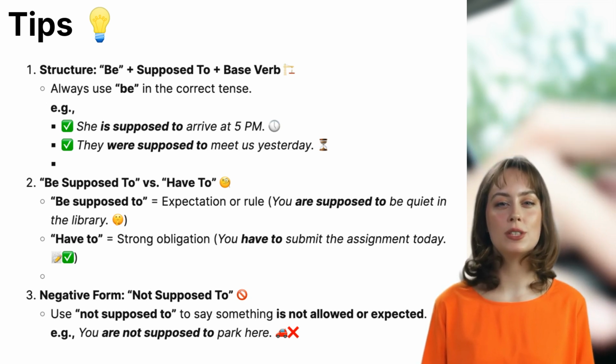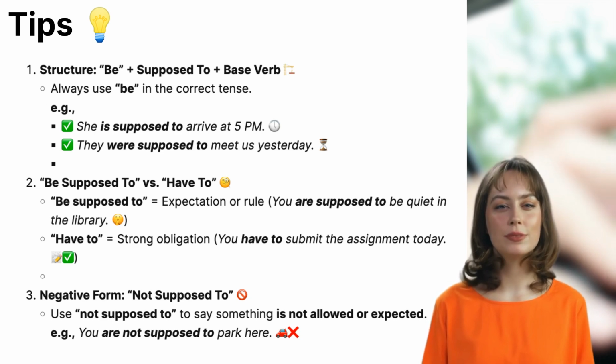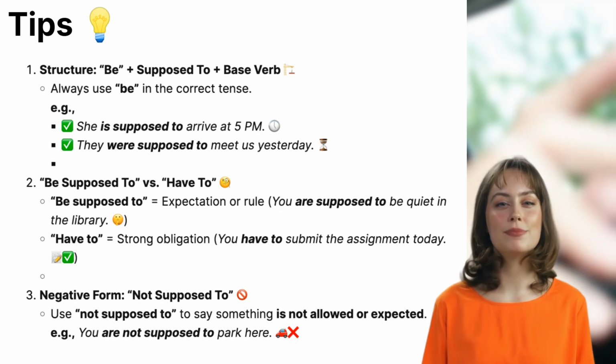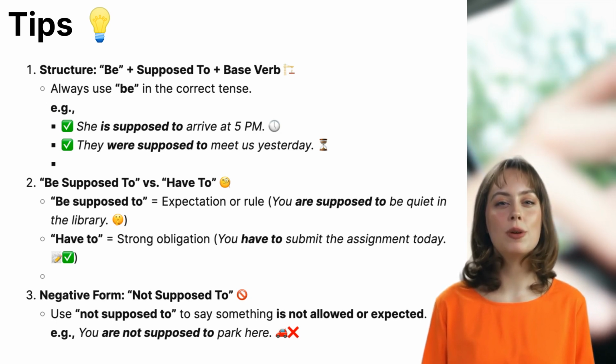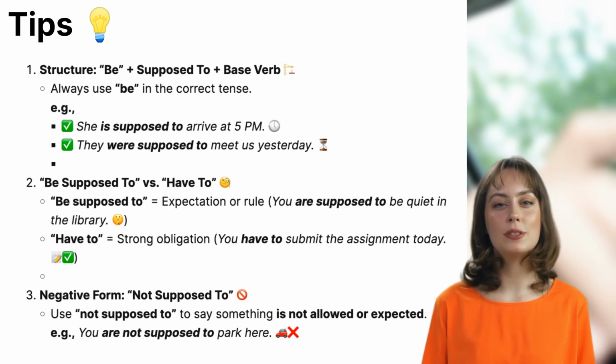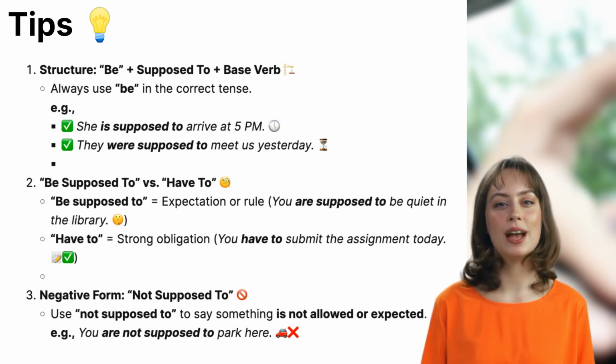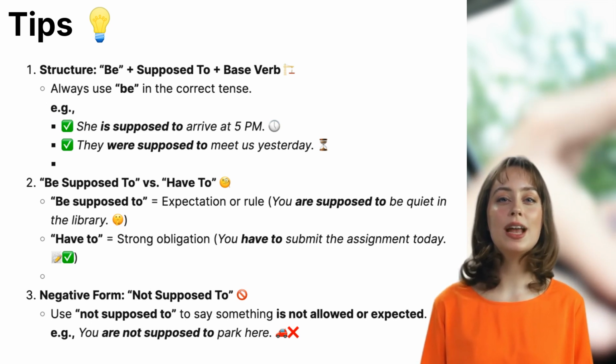Use not supposed to say something isn't allowed or expected. Example: you are not supposed to park here. This means parking here is not allowed. More examples: she is not supposed to use her phone at work. We are not supposed to talk during the test. This is a polite way to tell someone that something isn't allowed.